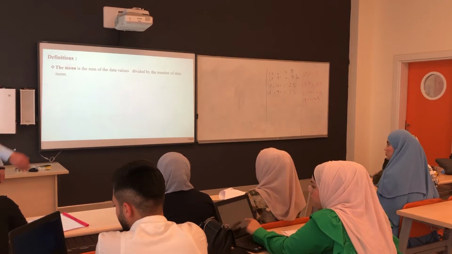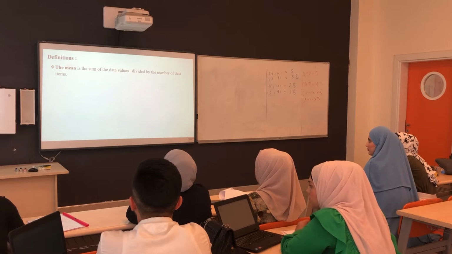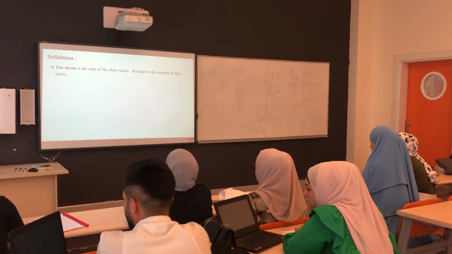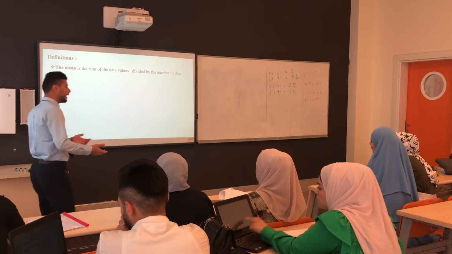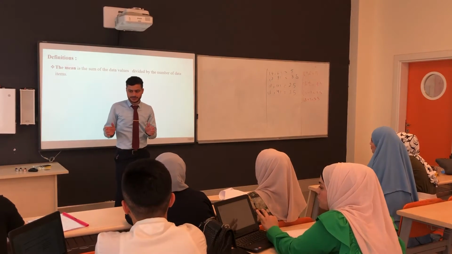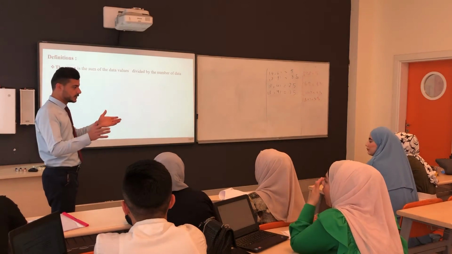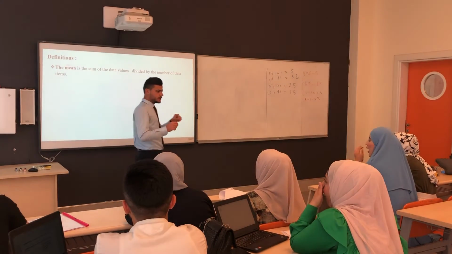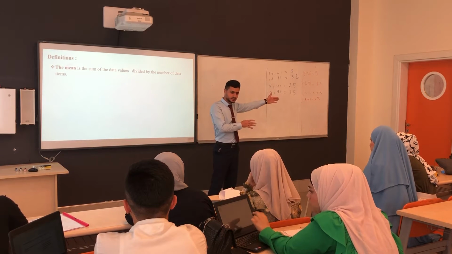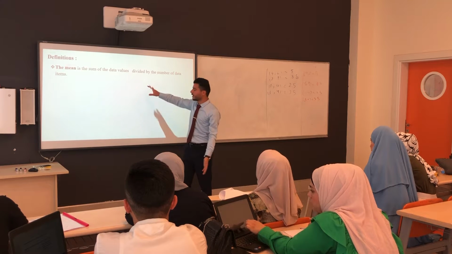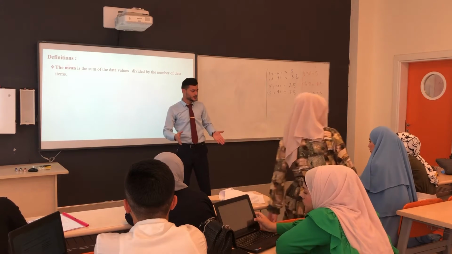Please, could you read to me? The mean is the sum of the data values divided by the number of data items. Very good. We have some numbers in the set, okay? We have to collect all of them. After that, how many numbers do you have? We have to divide what we collected by that. For example, we have 4 numbers. We add them, after that dividing by 4, okay?